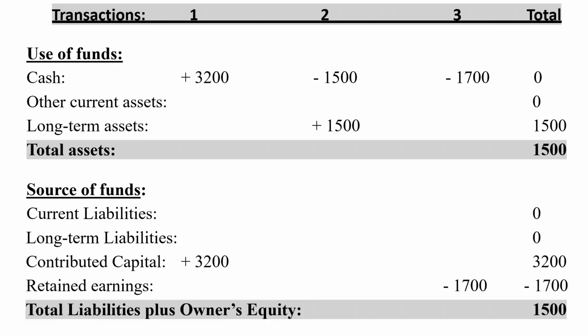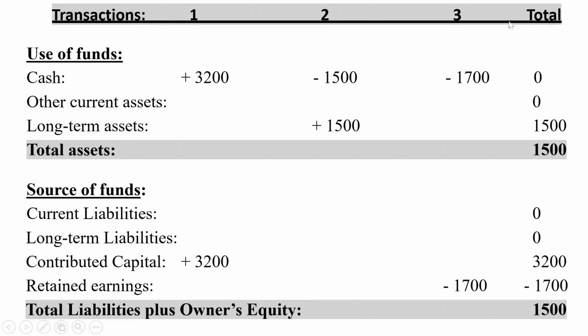Second, you invested in long-term assets. So your cash is coming down, you don't have 3,200 anymore. But what's the corresponding entry? Now you have long-term assets. So you would see the total is 1,700 in cash, 1,500 in long-term assets, 3,200, and contributed capital 3,200.